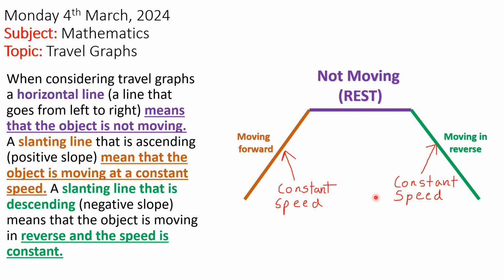You know, why are you trying to make this thing complicated? If the line is moving forward, it's ascending. So if the line is slanted and ascending, the object is moving forward. If the line is horizontal, the object is at rest. If the line is slanted and descending, the object is moving in reverse. What's so hard about that? Nothing. Anyway, let's do an exercise so you can see exactly how to put it into practice.